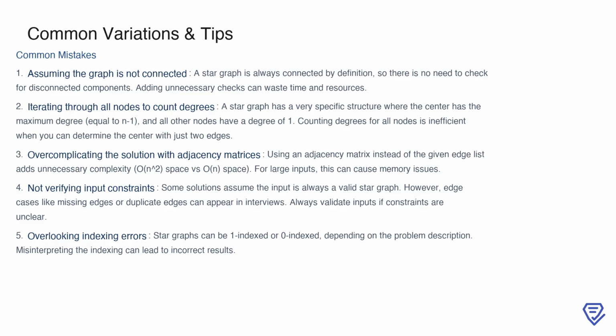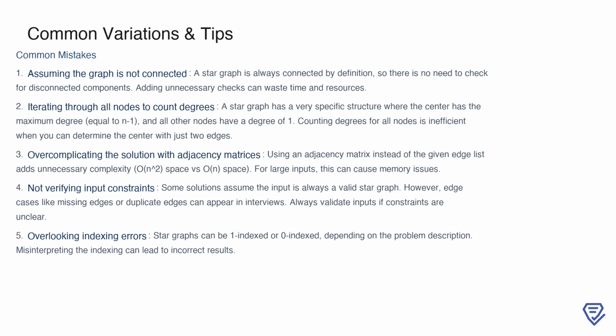There's no need to check for disconnected components, as this can add unnecessary complexity and waste valuable time. Another frequent error is iterating through all nodes to count their degrees. The unique structure of a star graph means that the center has the maximum degree, which equals n-1, while all other nodes have a degree of 1. By focusing on just 2 edges, you can identify the center node much more efficiently.